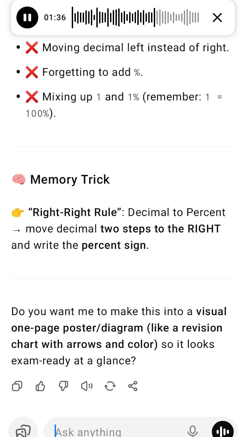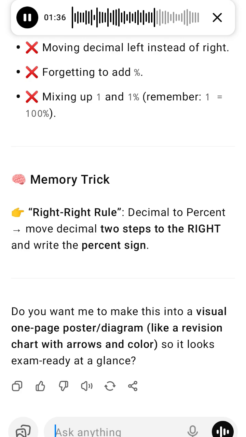Common mistakes: moving the decimal left instead of right, forgetting to add the percent sign, mixing up 1 and 1%. Remember the rule: decimal to percent, move the decimal 2 steps to the right and write the percent sign.